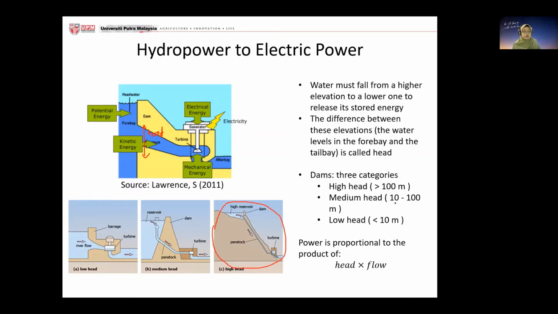Whereas if it's 10 to 100 meters, it's medium head. And lastly, we also have hydropower plants that only use low head, so less than 10 meters. And if you are going to calculate the power, power is proportional to the product of head times flow. So the flow of water times the head, the height.